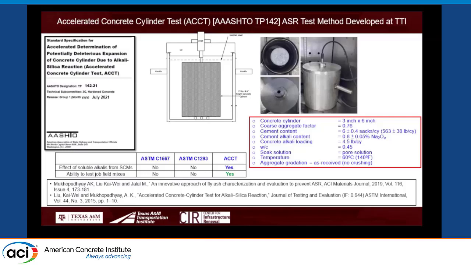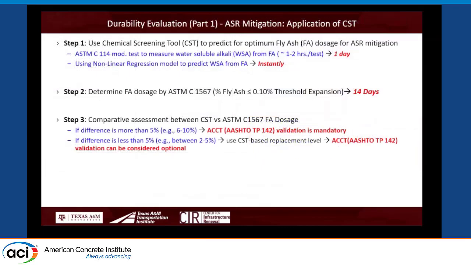This test is very reliable. The advantage is the effect of soluble alkali from SCM, this test detects because of the test condition itself, and it can be used to take the job mix test because it's a normal level of alkalinity, and it's of course 4.5 if you compare with 1293, 8.9. So this test, but I am not saying that you do this test all the time. What I am trying to say is you do it only in very minimal situations. In most situations, steps 1 and 2 will be done, very limited.